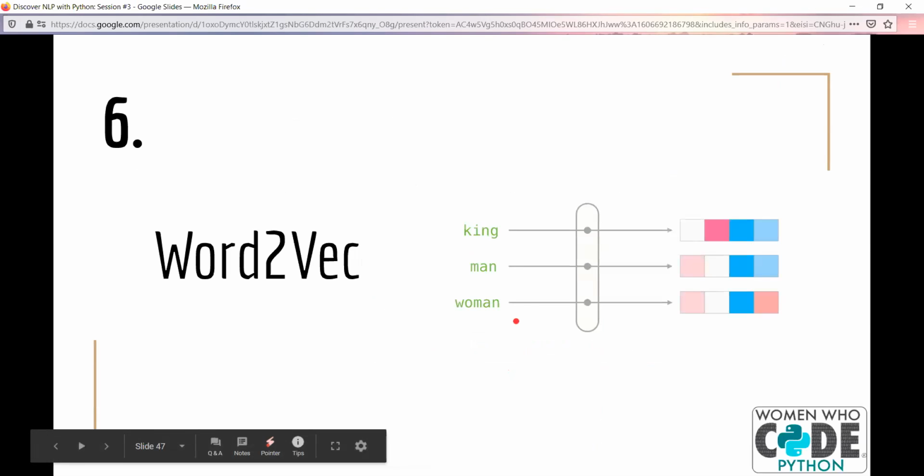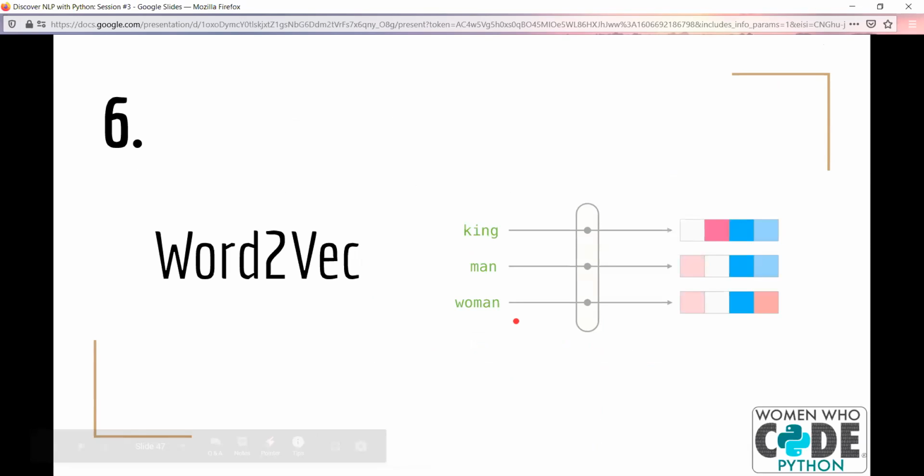Now let's talk about the most important and most efficient techniques. We talked about n-grams, we talked about bag of words and TF-IDF. Those are helpful when we want to represent the words in vector form, but Word2Vec is the most efficient out of all of them.